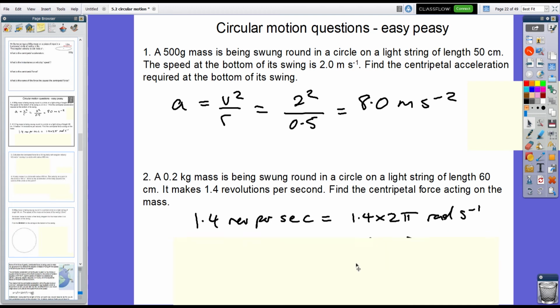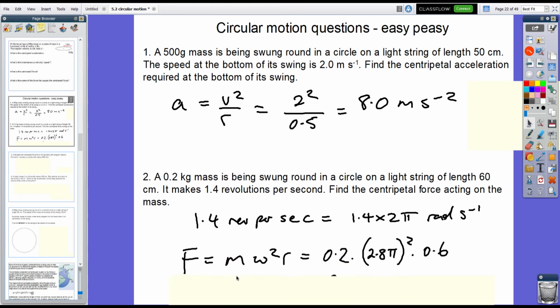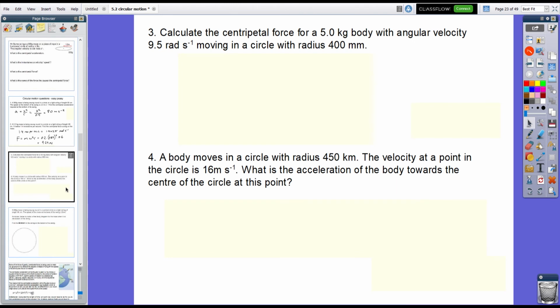That's our omega. F equals m omega squared r: 0.2, omega 2.8 pi squared, and the radius 0.6 meters gives us an answer of 9.29 newtons. Okay, all still quite straightforward, just popping numbers into the equation. Again, these ones are not so difficult. Don't worry, it will get more difficult. It's quite difficult when you have to calculate forces as opposed to just the centripetal force. That's where you'll get confused.